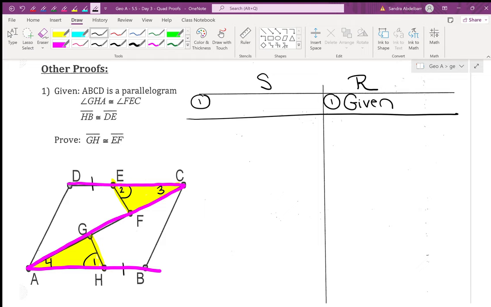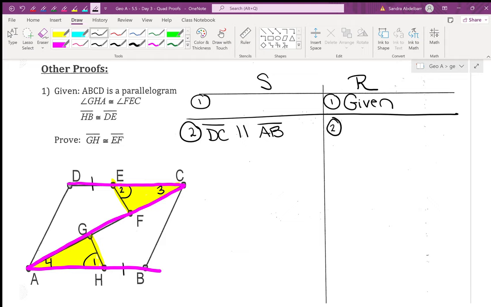Right now, are the arms of the Z parallel? Did it get stated anywhere? No, but isn't ABCD a parallelogram? And in a parallelogram, aren't opposite sides parallel? So I can start off by saying that, step number 2, DC is parallel to AB. So we have to list the properties we use in the proof.